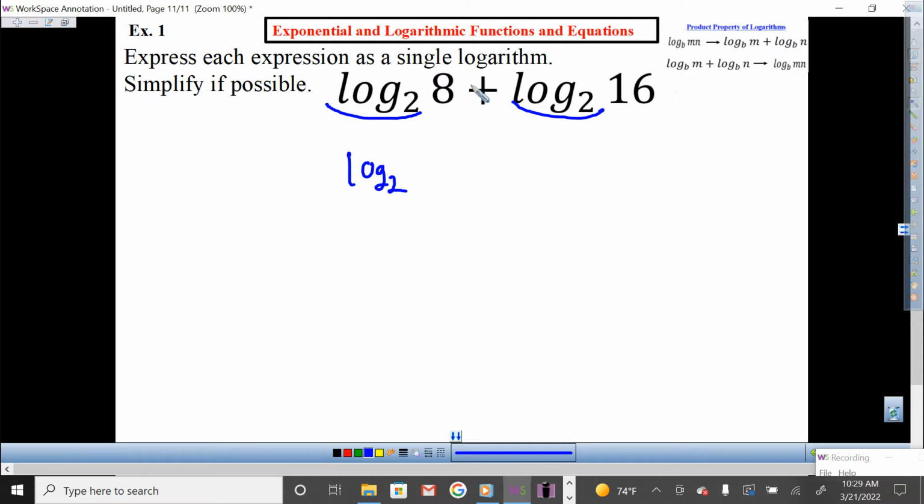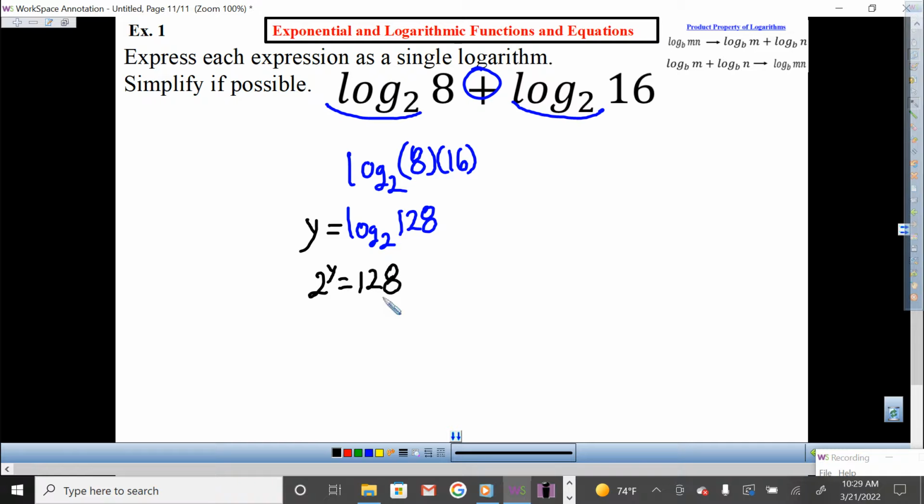So what do we do with the two numbers? If it's addition, we take 8 times 16. We multiply the numbers. Notice we wrote both of them as one log. Before you copy, look: log base 2 of 8 times 16, it's 128. Do we know what to do from there? Yes, set it equal to y. 2 to the y equals 128.